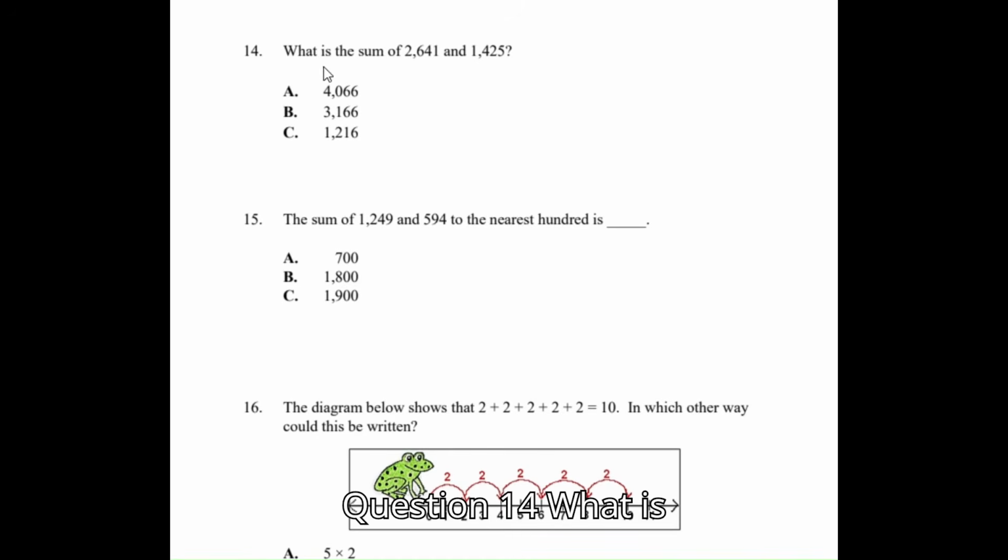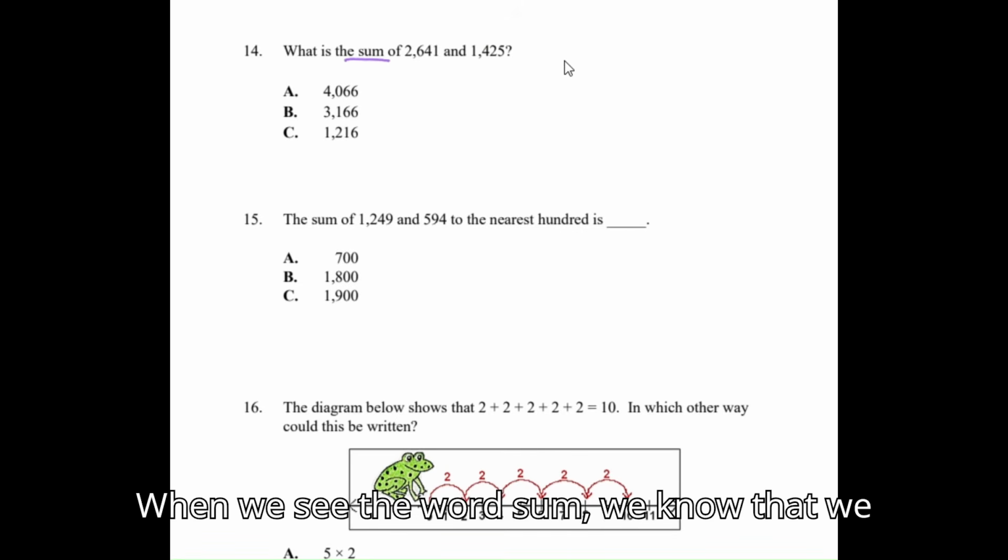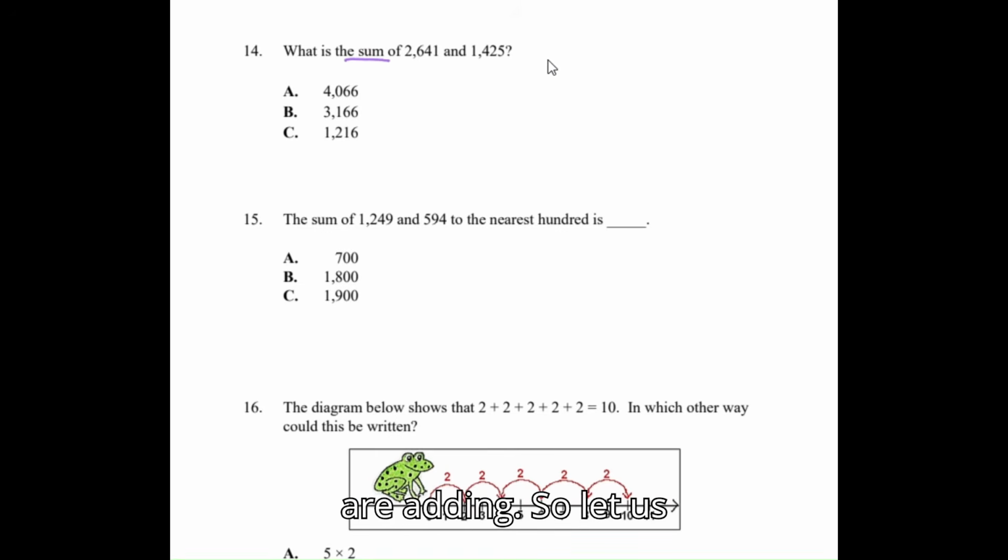Question 14. What is the sum of 2,641 and 1,425? When we see the word sum, we know that we are adding. So let us write out the numbers. 2,641 plus 1,425.